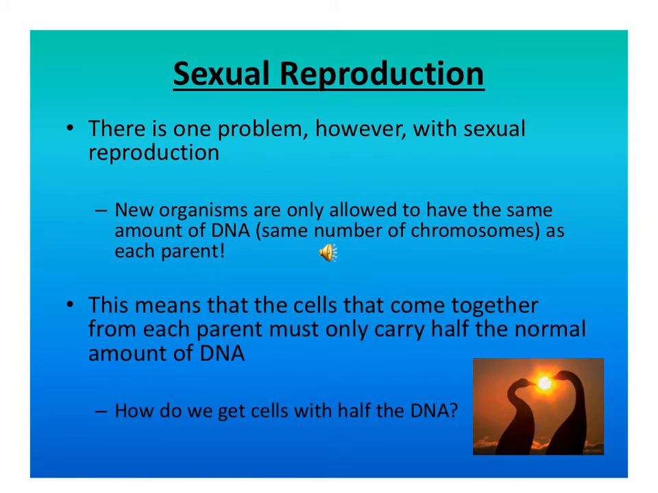A new baby, if it's the same species of organism, has to have the same number of chromosomes as each parent. So that means the cells that come together in sexual reproduction must only be carrying half of the normal amount of DNA. So the question becomes, how do we make a cell that only has half the DNA of a normal cell? So rather than 46 chromosomes, in the case of a human, 23 chromosomes.